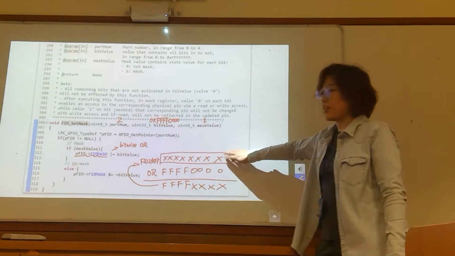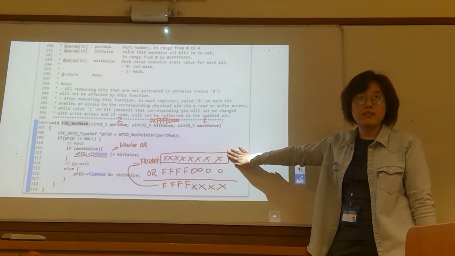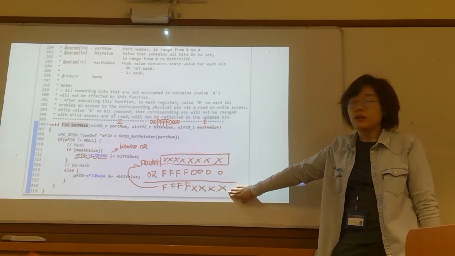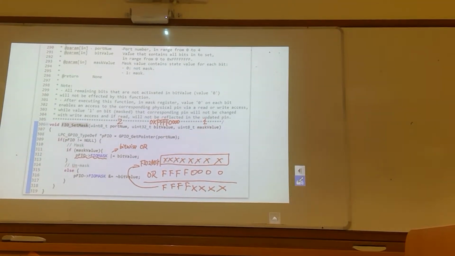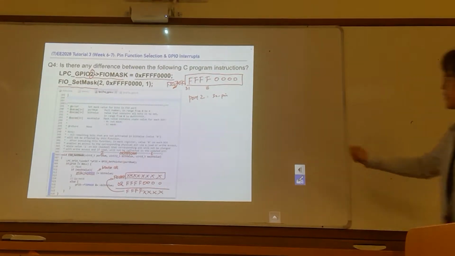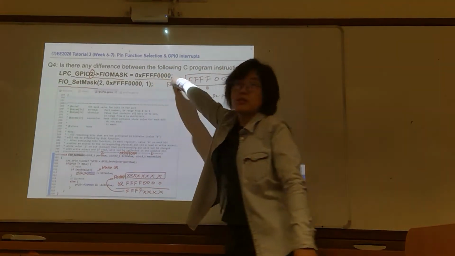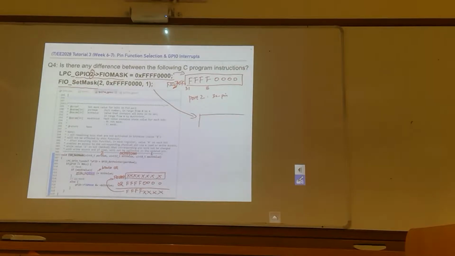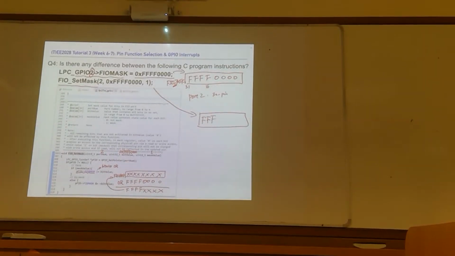So basically, this is your old mask register values. This is your new values. Now, can you see the difference? You see what's the difference of these two lines? What's the consequence? So this will be the result for the first line. The second one, your result will be F, X.